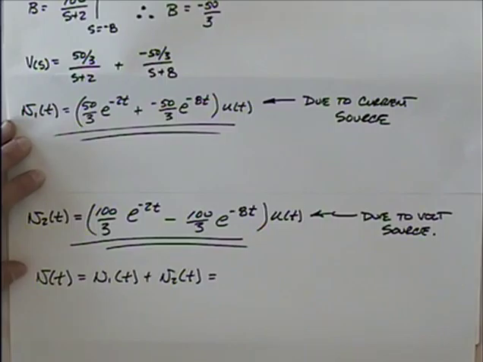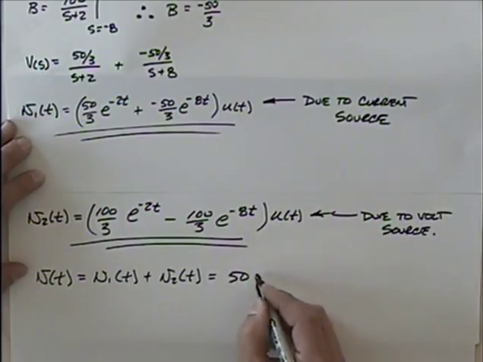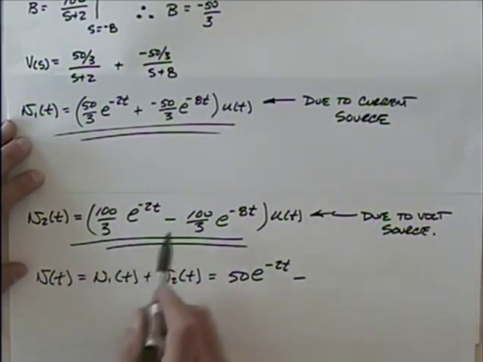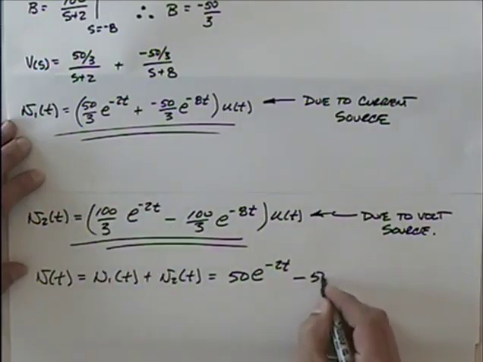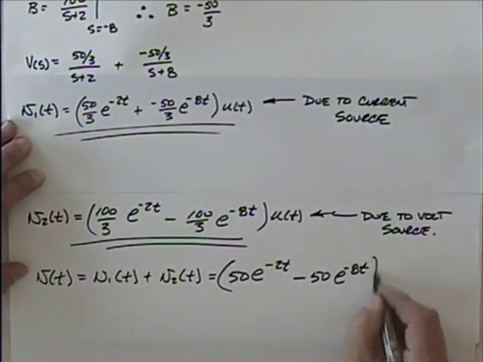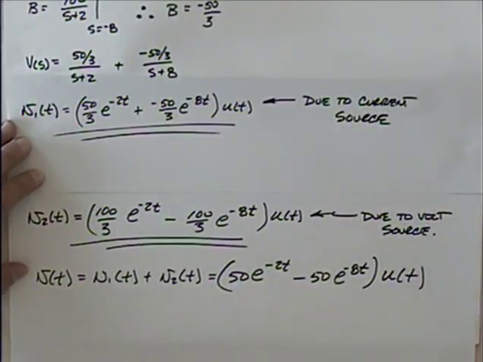So what's that turn out to be? We have 50 over 3 plus 100 over 3 gives me what? 50. 50 e to the minus 2t. Then those are both negative, so I'd have a minus 50 e to the minus 8t u of t. Okay. That would be the final answer.